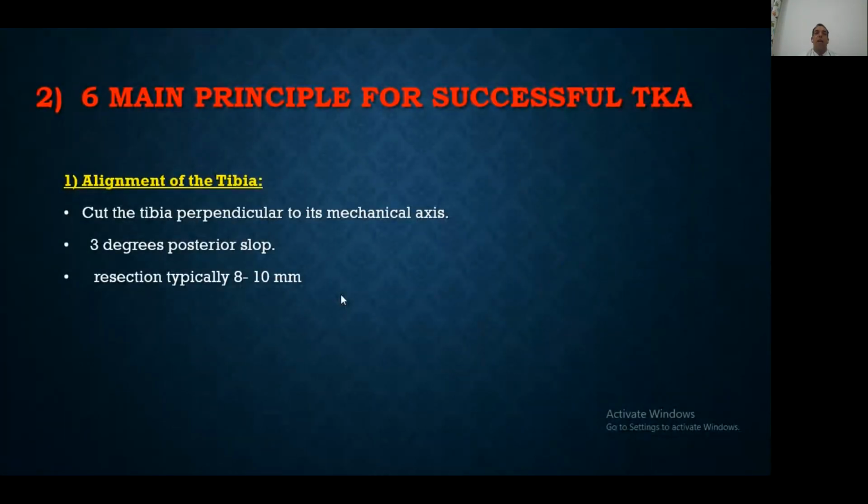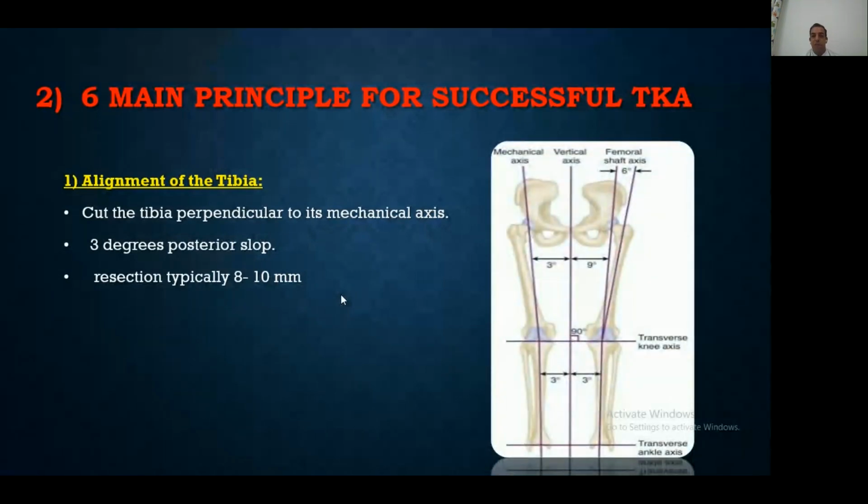Well, now we can proceed to the second part of this lecture, which is six main principles for successful total knee arthroplasty. I know not all of you are orthopedic doctors, so I will just have a general look over these principles just to give you an idea. In orthopedics, we have something called biomechanics of the lower limbs, like the axis of the lower limb, which differs between the anatomical axis and the mechanical axis.